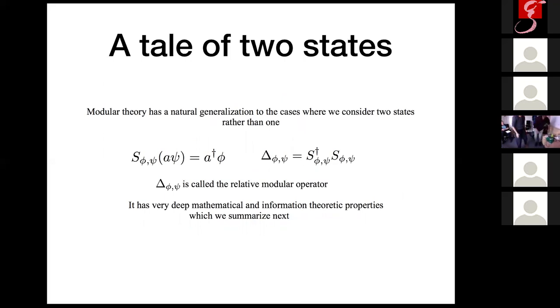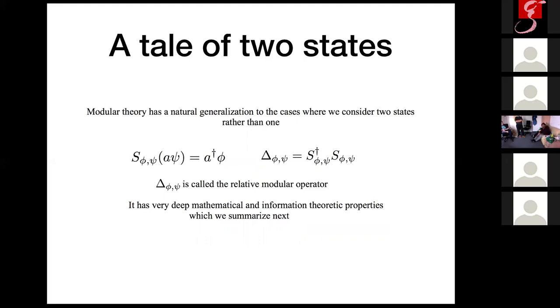When you define this operator for two states, you mean this operator now leaves both the states invariant and the algebra? Sorry, I didn't catch you. When you define this operator now for two states, do you mean this operator leaves both the states invariant and the algebra? No. So we'll actually talk about how the corresponding unitary group changes. I haven't gotten there yet. That's part of these deep mathematical properties that I'm going to talk about.